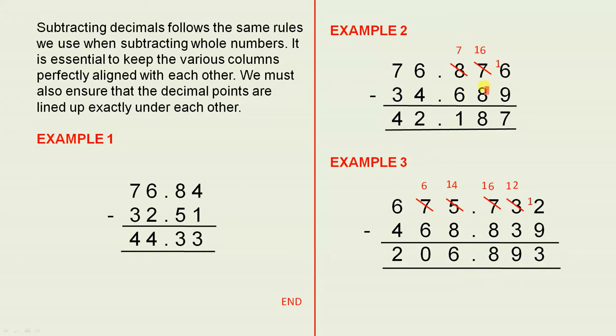6 take away 8 we cannot do, so we trade and put a 1 there to make that 16. 16 take away 8 is 8. When we traded, that 8 became a 7. 7 take away 6 is 1. 6 take away 4 is 2. And 7 take away 3 is 4. So the answer is 42.187.